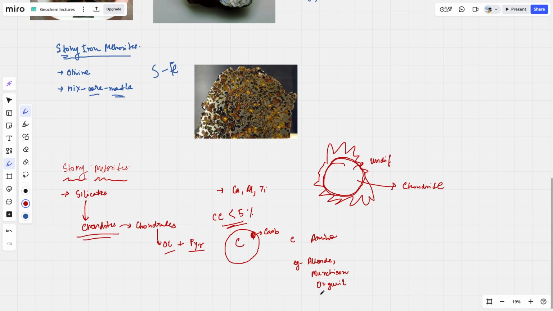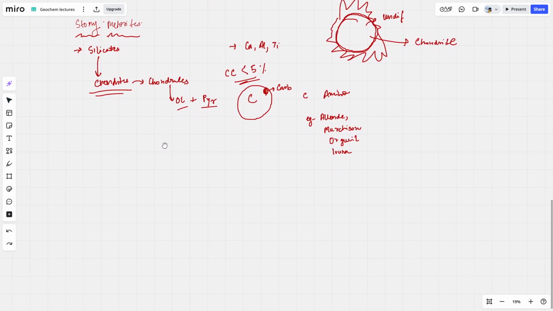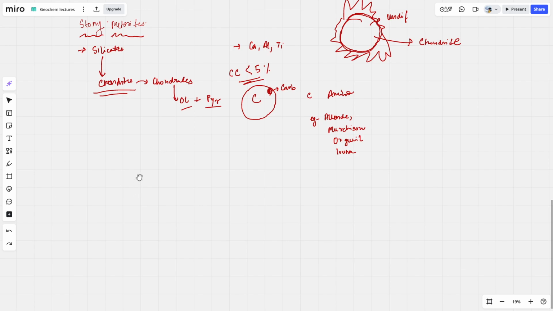or Orgueil and Ivuna. Ivuna is a very famous one. Okay, so the carbonaceous Ivuna, or we call it the CI, that is called carbonaceous Ivuna.